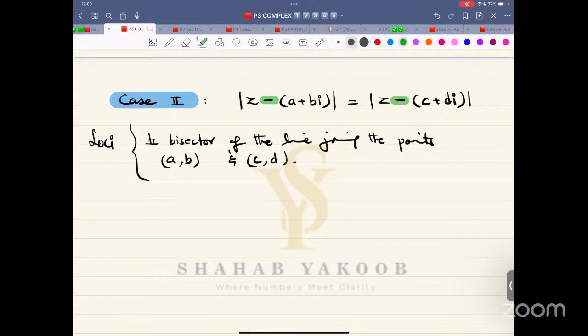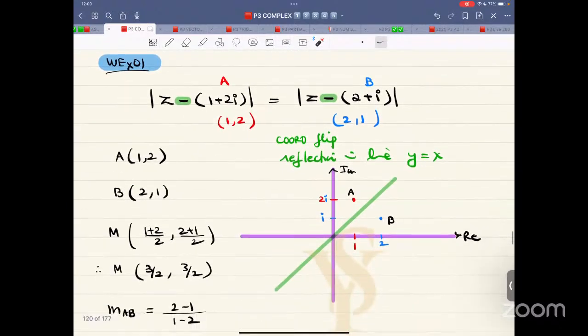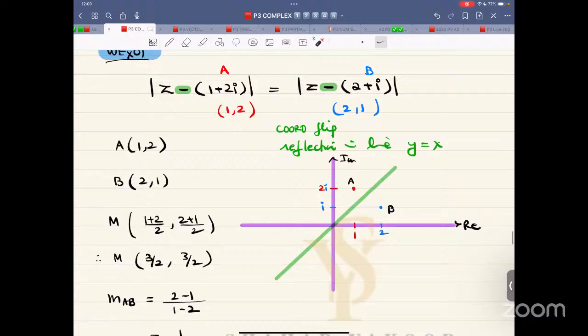So there is A and B, and then there is C and D. Minus again is a must. And you have to find the perpendicular bisector, and that can be done using coordinate geometry. For example, in this particular question, I have (1, 2), I have (2, 1).